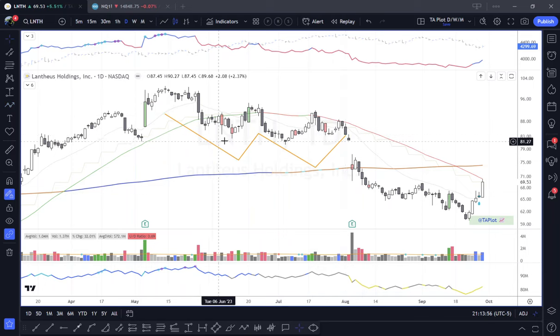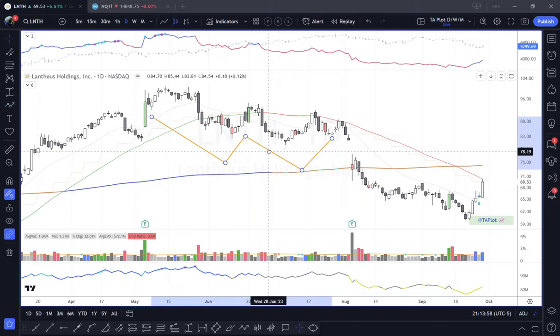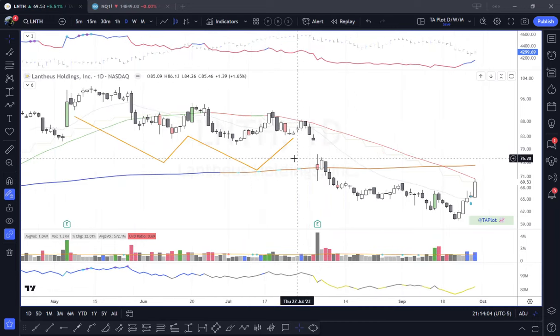Okay, this is your double bottom. This is your traditional pivot right here, up here. So I'm trying to fish this after putting in the double bottom and then starting to turn back up.